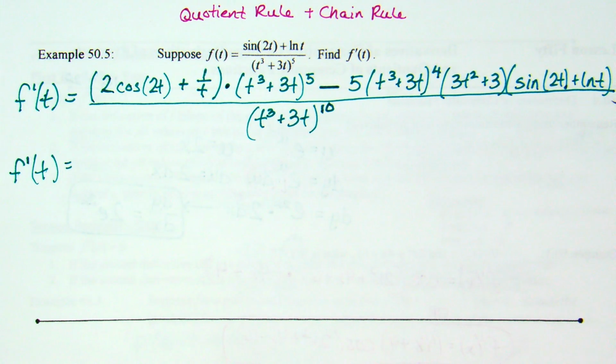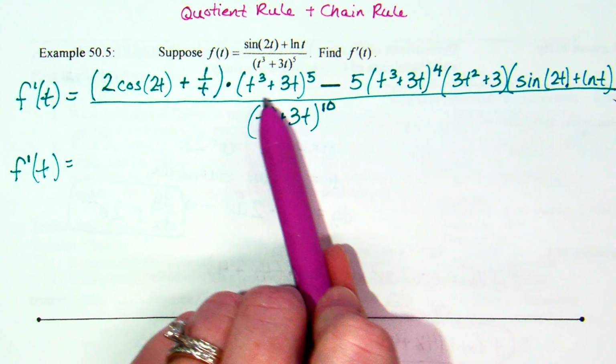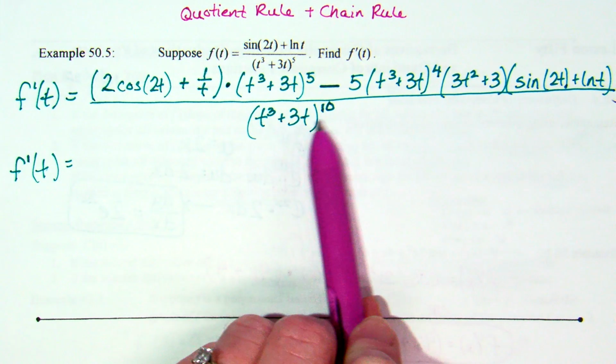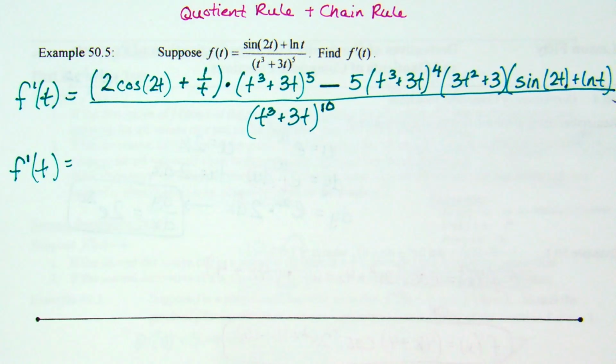Okay, they all have a t to the 3rd plus 3t to some power, yes? If you start looking at those, t to the 3rd plus 3t to the 5th, t to the 3rd plus 3t to the 4th, t to the 3rd plus 3t to the 10th, how many do they all have in common? They all have at least 4. That means there are essentially 4 of them that can cancel out of every single one of them.